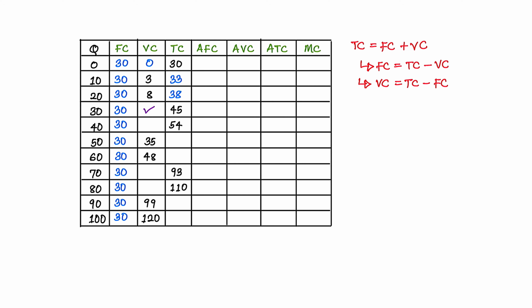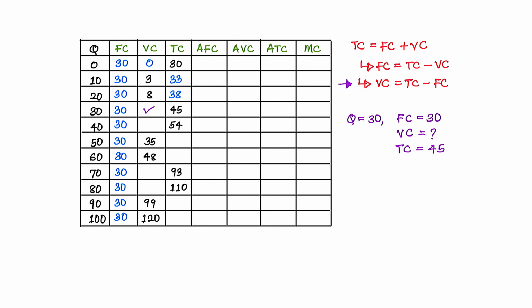So when quantity is 30, the fixed cost value is known and that's equal to 30. The variable cost value is unknown and the total cost value is equal to 45. So we know the fixed cost and the total cost value. So we are calculating for the variable cost value. So that means we are using this formula here.